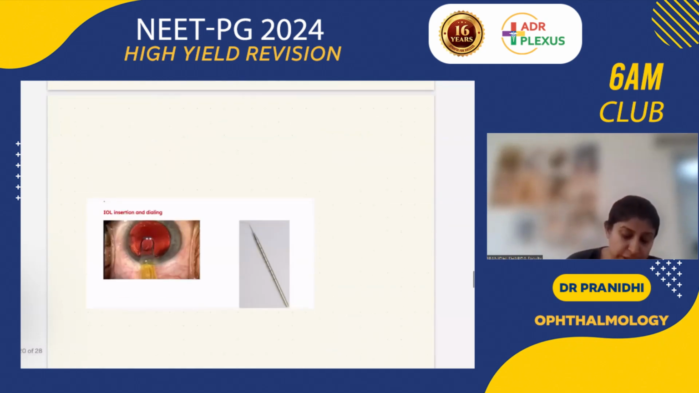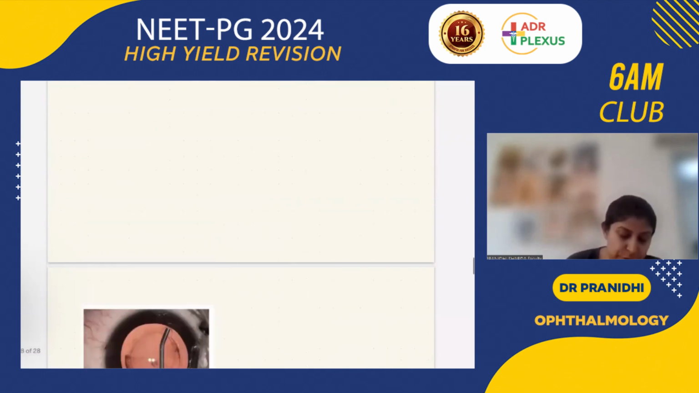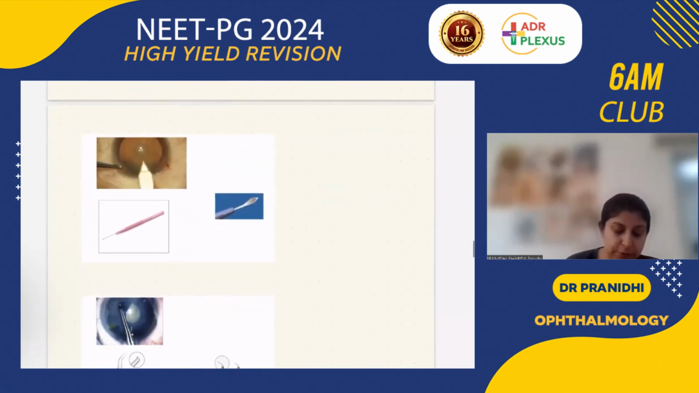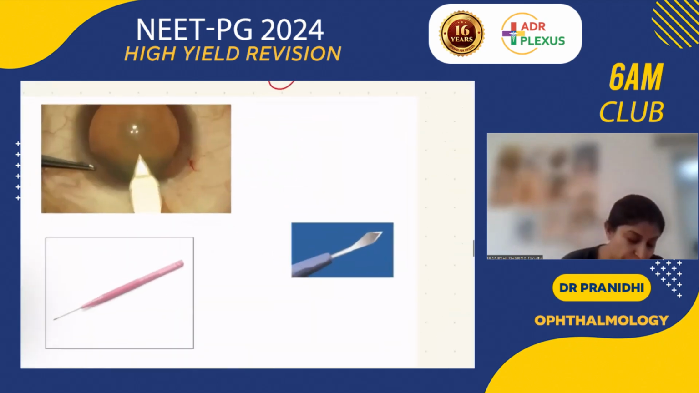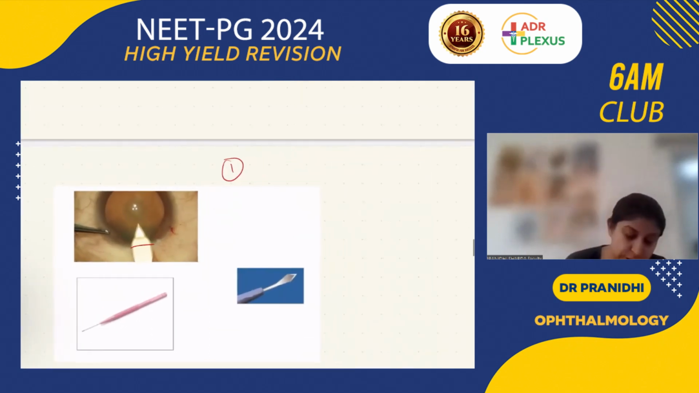Now we will quickly revise these two types of surgeries. First, we have pictures of the phacoemulsification surgery. So how do we do phacoemulsification surgery? Firstly, we give a clear corneal incision. As you can see in this image, we are giving a clear corneal incision with the help of a blade.